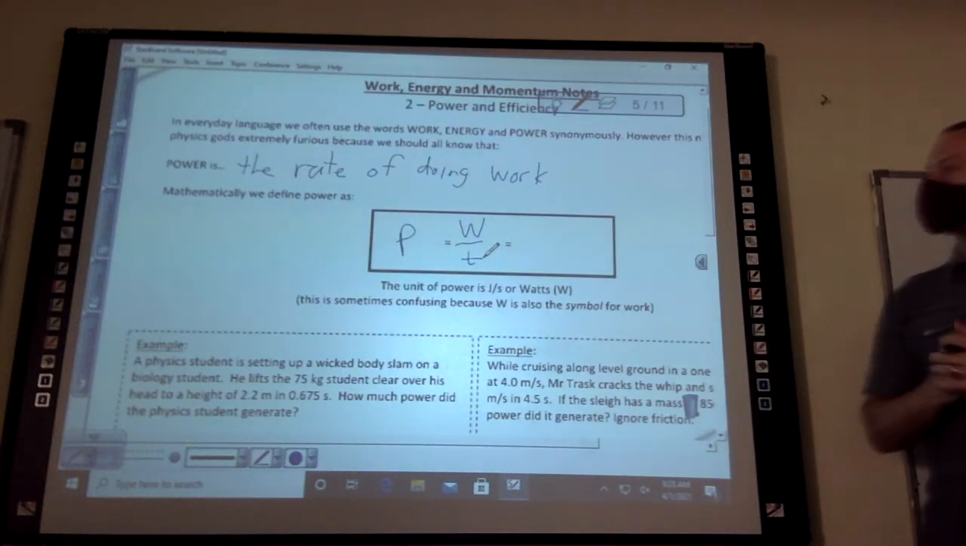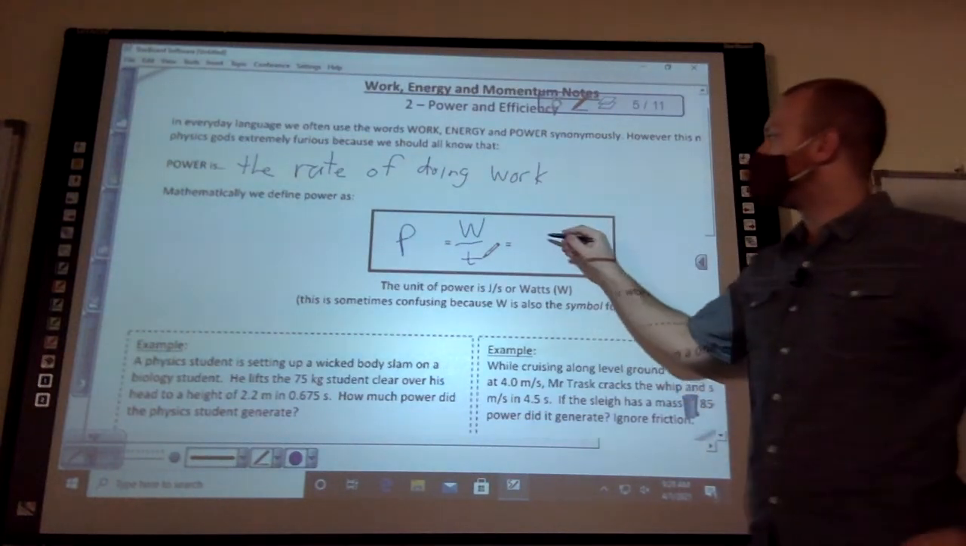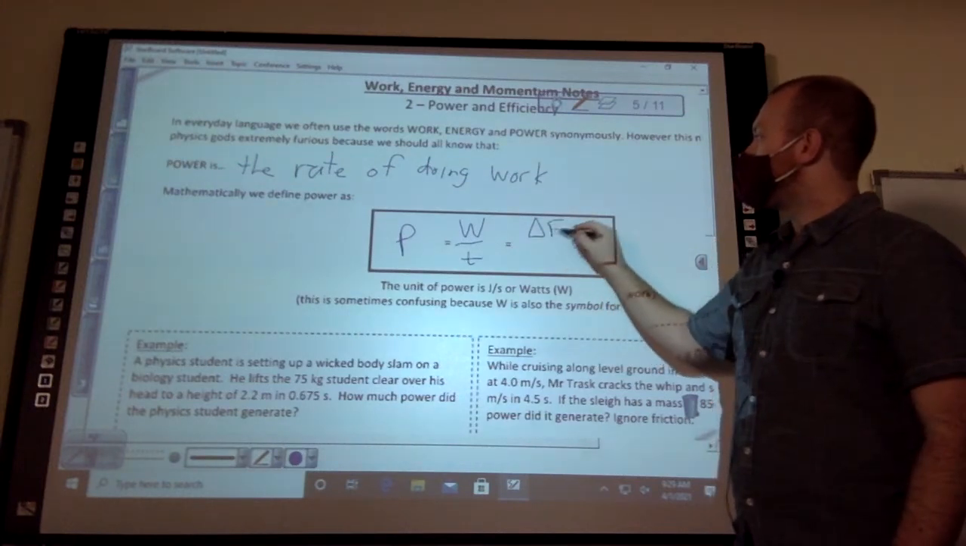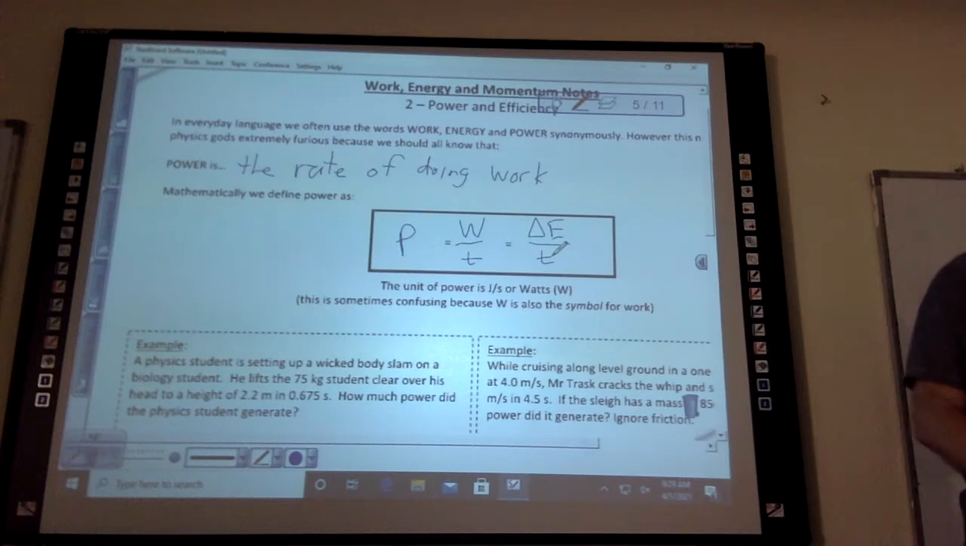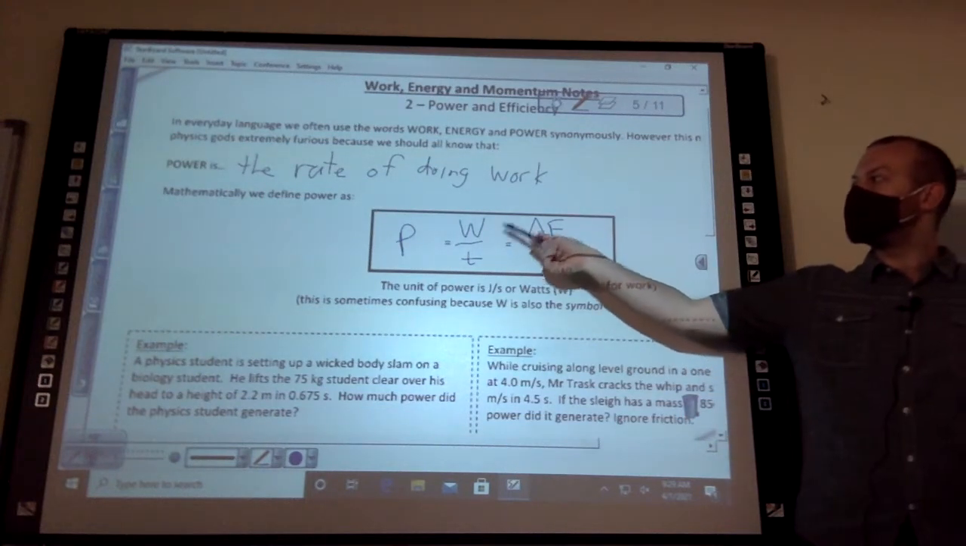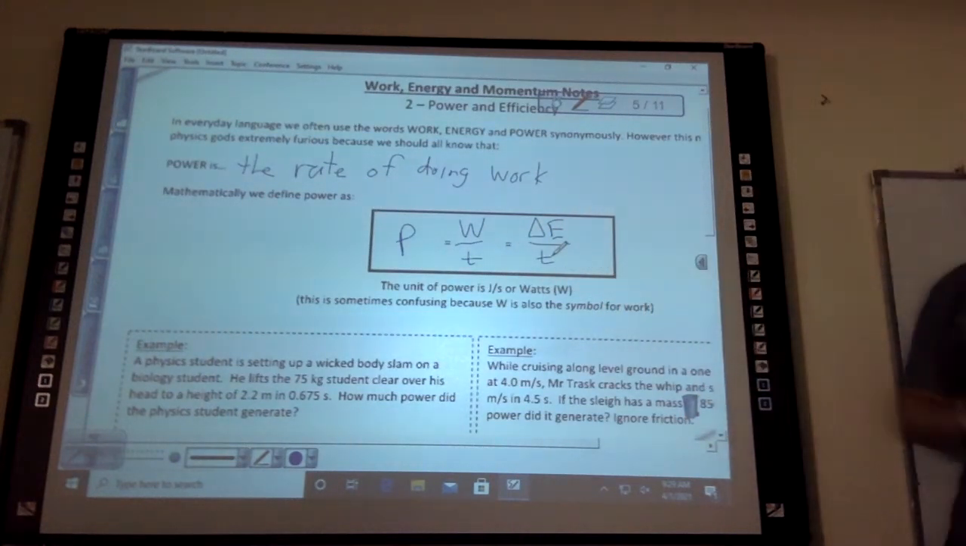And based on our definition for work, we can also write this as change in energy over time. Since work is change in energy, it is going to be up to you to figure out what type of energy changes. You could also look at work equal force times distance, and that's going to be over time, but I'll get to that a little bit later. These are the two main ones that you'll see.